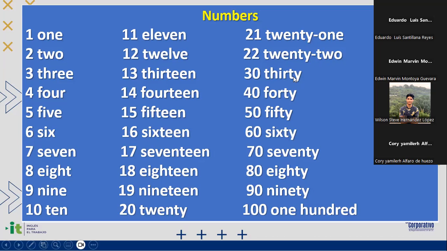21, 22, 30, 40, 50, 60, 70, 80, 90, 100. Okay, here, look the difference. This number and this number. You have 13, 30. Here you have the strong accent, teen, and here no strong. You say 13, 30. 14, 40. 15, 50. 16, 60. 17, 70. 18, 80. 19, 90. Okay, and here you say 100.